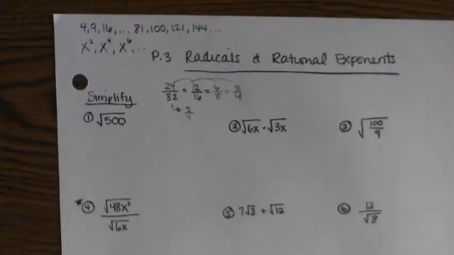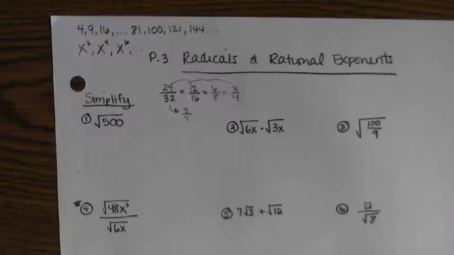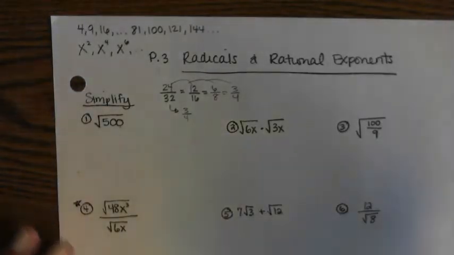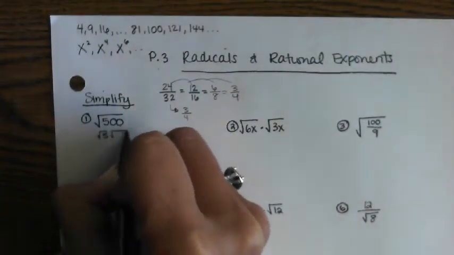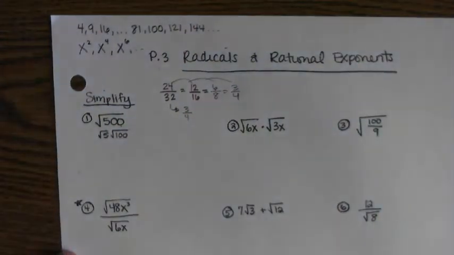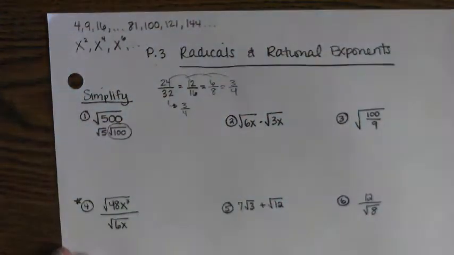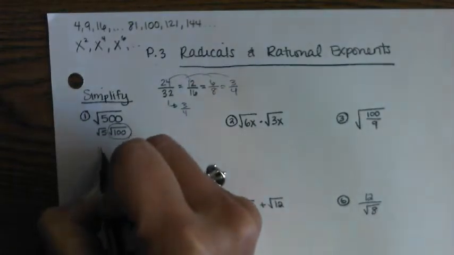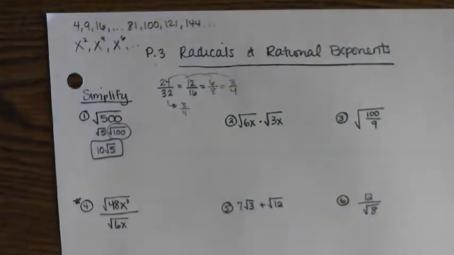So it's not that it can't be done, but it's going to make your life a lot faster if you find the biggest perfect square that goes into 500, which is 100. So I would break this down into root 5 times root 100. And then you can actually apply the square root. The square root of 100 is 10. And so we get 10 root 5 as your answer.